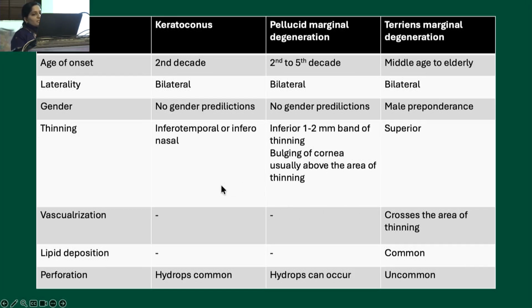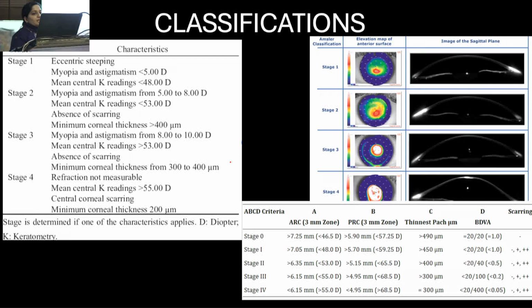Now, differentiating between pellucid marginal degeneration and keratoconus: in keratoconus the thinning is inferior temporal, whereas in pellucid marginal degeneration there is an inferior 1 to 2 millimeter band of thinning, and the ectasia is usually above the area of thinning. These are the various classifications.